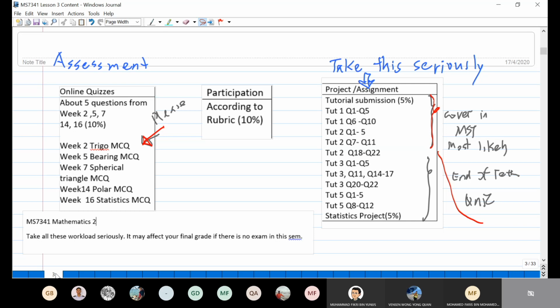Okay, for the coming MST, I don't know how the format will be. Most likely it will cover tutorial 1 and 2, together with some trigo. Most likely there's an end of term test, so I'm not sure how this will work out. I need to wait for instruction.